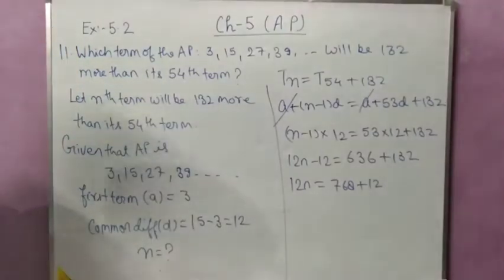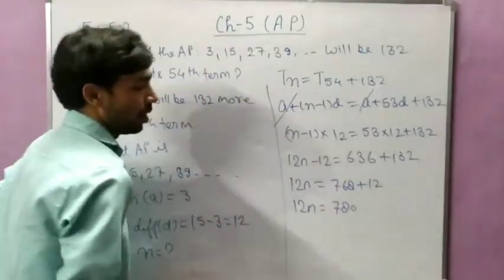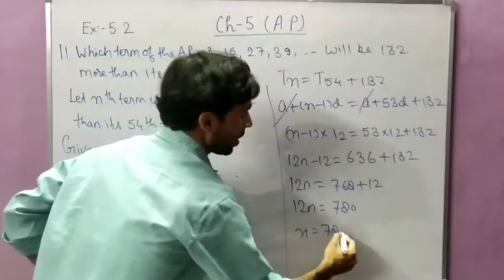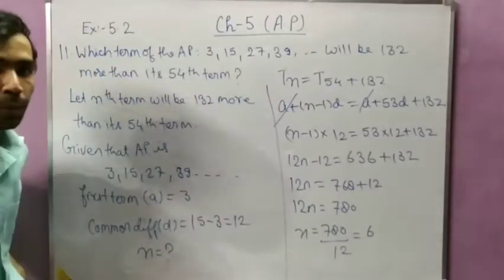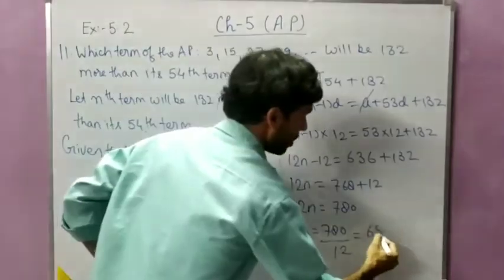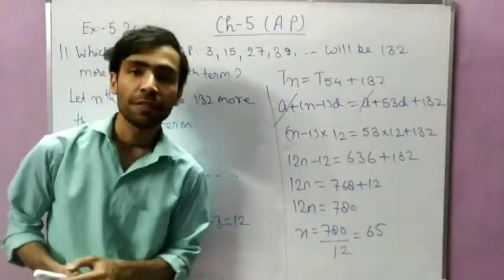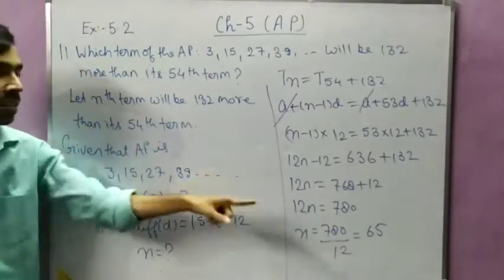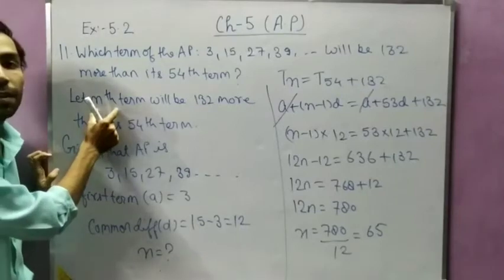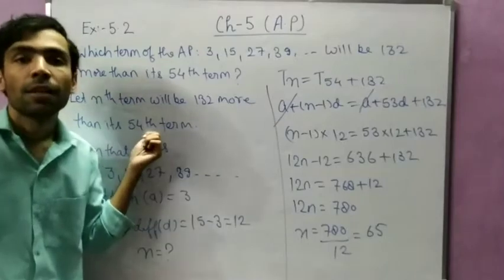Now 12n is equal to 780. Now n is equal to 780 upon 12. Now 12 6s are 72, carry 6, and 12 5s are 60. So by solving these, we got the value of n is equal to 65. Hence, because the value of n is 65, the 65th term is 132 more than its 54th term.